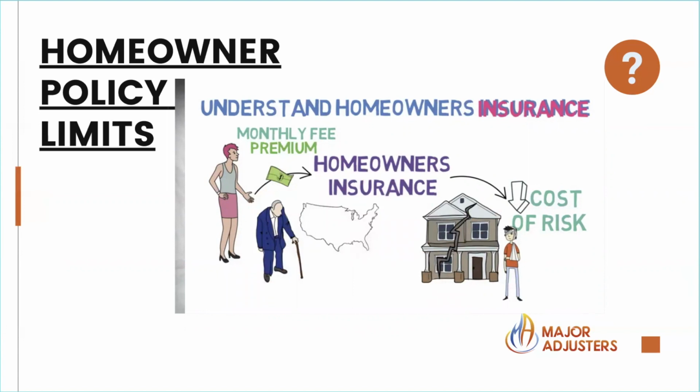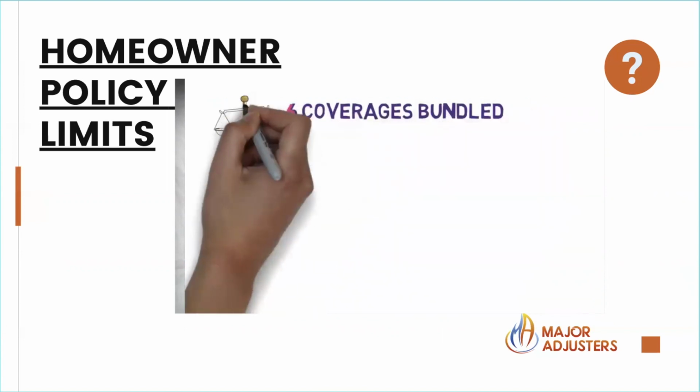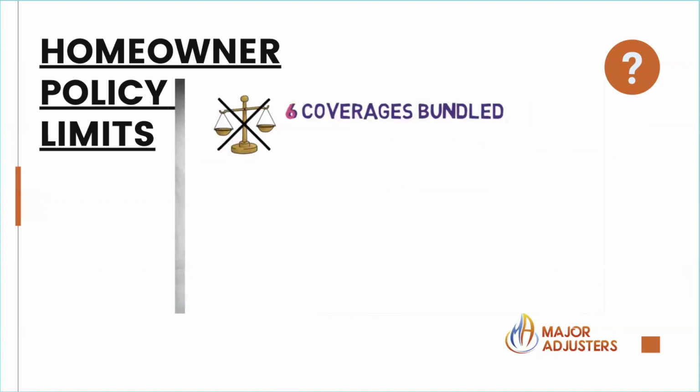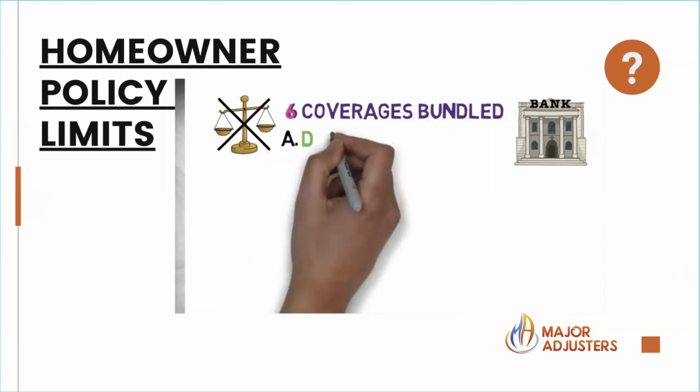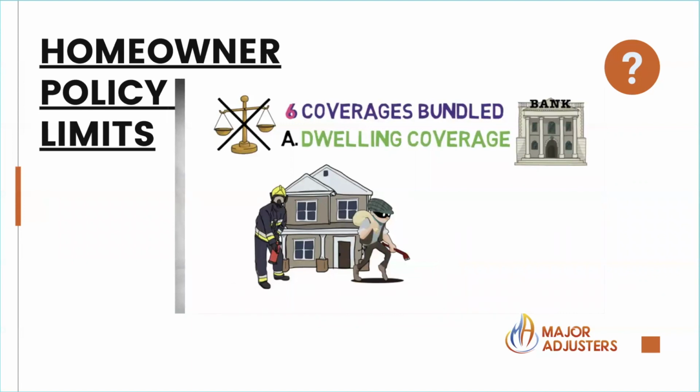As for how homeowners insurance actually works, it operates through 6 coverages bundled together, none of which are required by law, though all of them will be required by your mortgage lender. The first coverage is dwelling coverage, and it protects the structure of the home from theft and pretty much every disaster you can think of, except floods and earthquakes, whose plans need to be purchased separately.